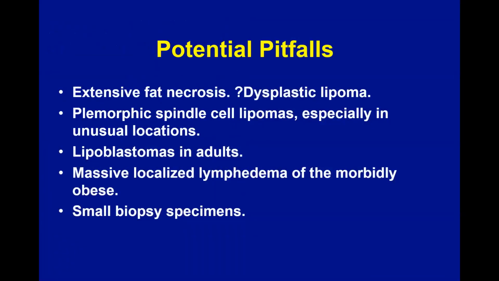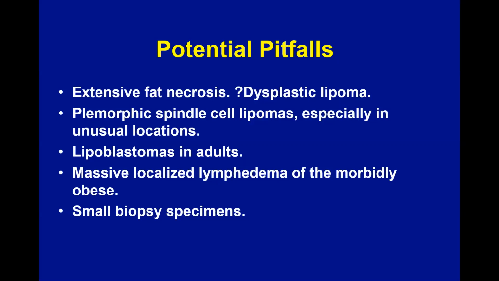Okay, so there are a lot of potential pitfalls in the diagnosis of ALT, well-differentiated liposarcoma. And of course, those include a lot of things. For example, cases that have extensive fat necrosis, and we're not going to get into details about this, dysplastic lipomas, pleomorphic spindle cell lipomas, especially in unusual locations. But I would say even in their usual locations, it can sometimes be difficult. When lipoblastomas occur in adults as opposed to children, that can cause problems in the differential diagnosis.